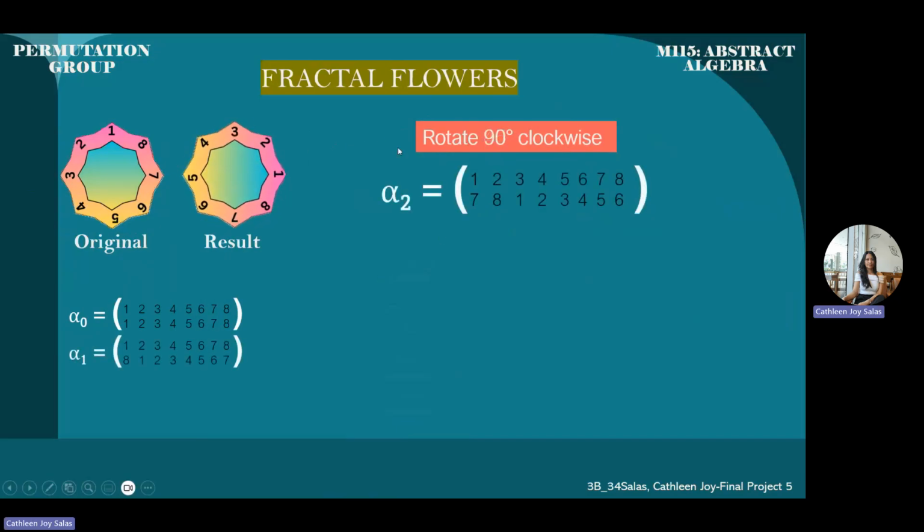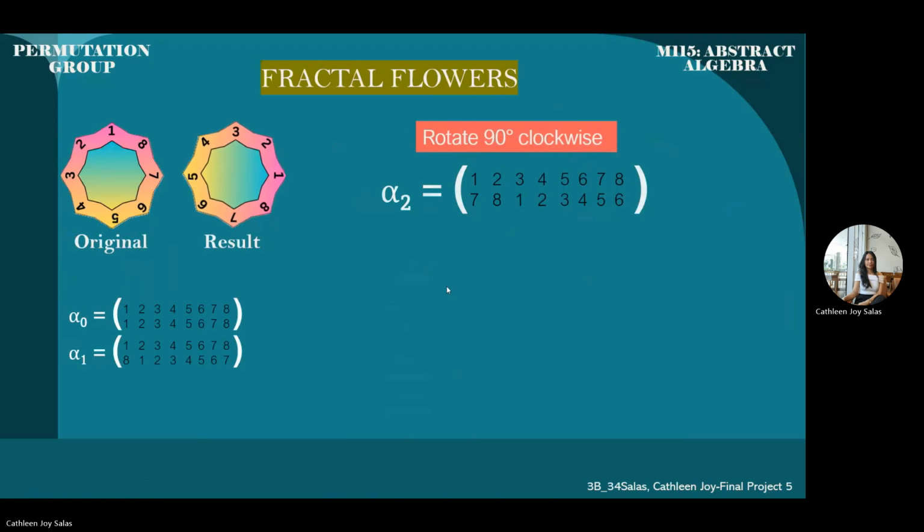For our next move, rotate 90-degree clockwise. Let alpha sub 2 be the permutation for this move. So we have here 1 is to 7. That's why we have 1 is to 7 here. 2 is to 8. That's why we have 2 is to 8. 3 is to 1, 4 is to 2, 5 is to 3, 6 is to 4, 7 is to 5, and 8 is to 6.